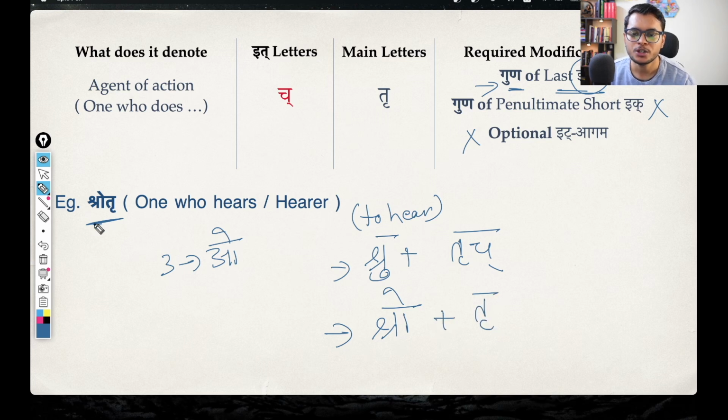So we have the word shrotra, one who hears, the hearer. I hope by these examples you are getting the hang of it. Even though the rules are there and at first you won't remember those rules, if you understand the logic, then see how easy it is to create a new pratipadika from any dhatu using any suffix. So that logic has to be understood.